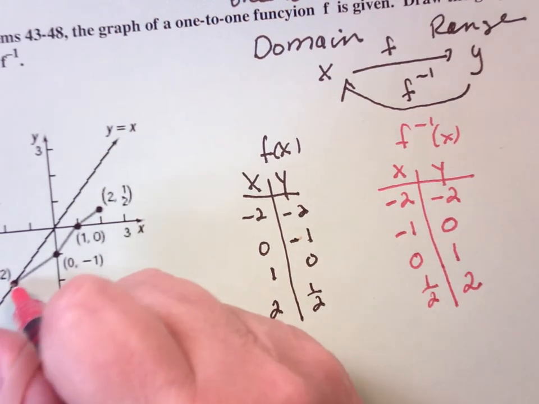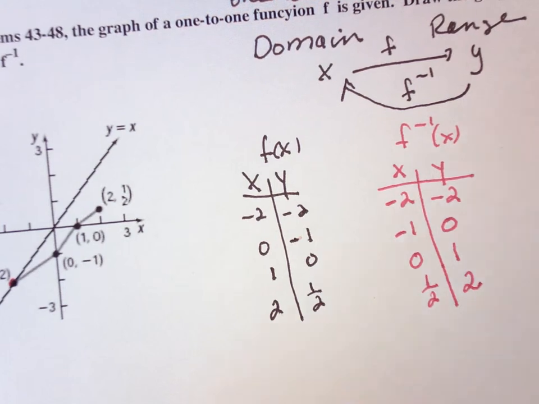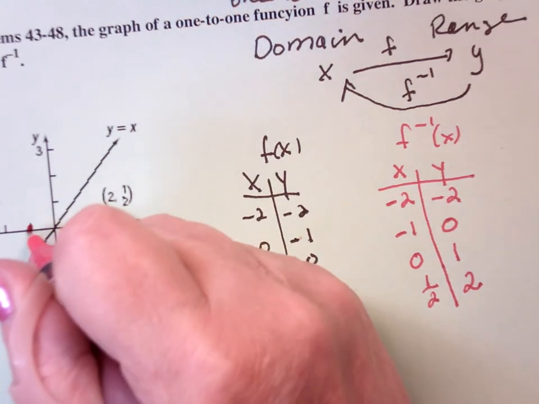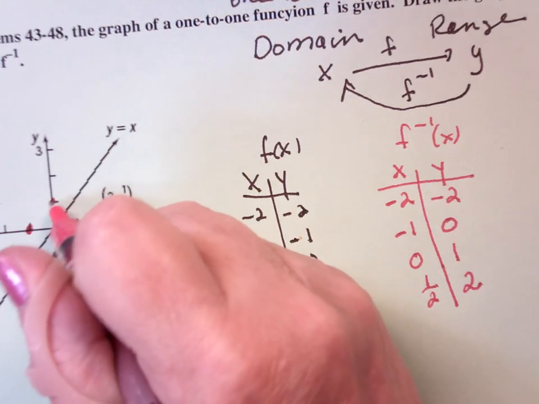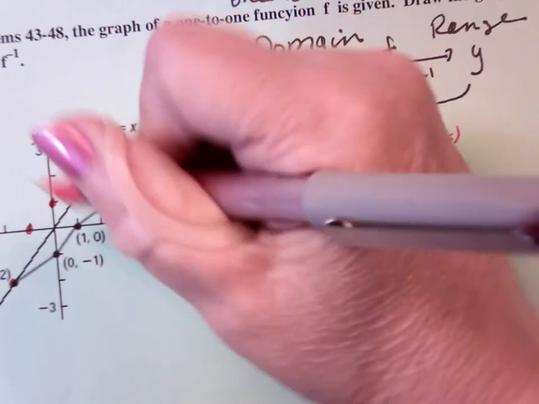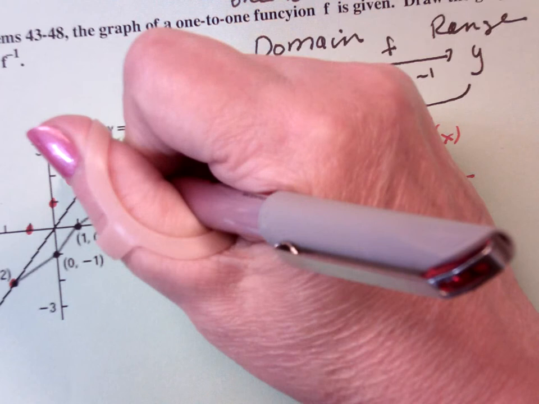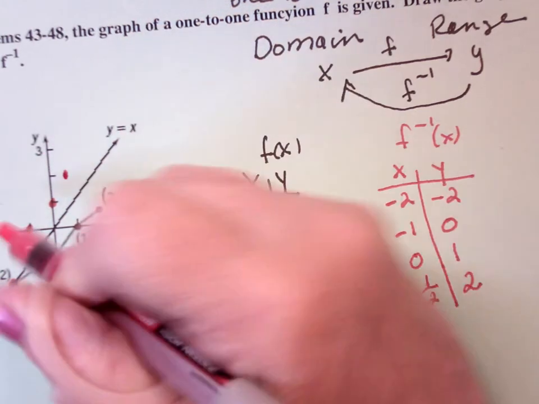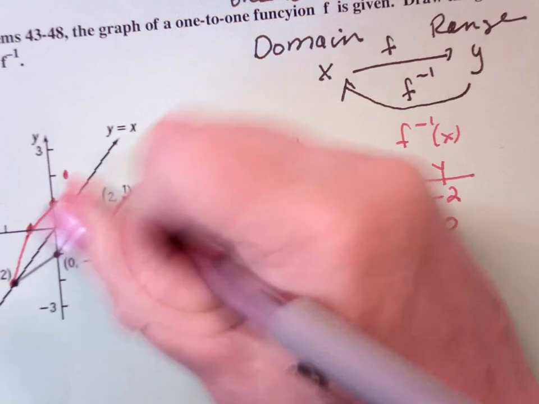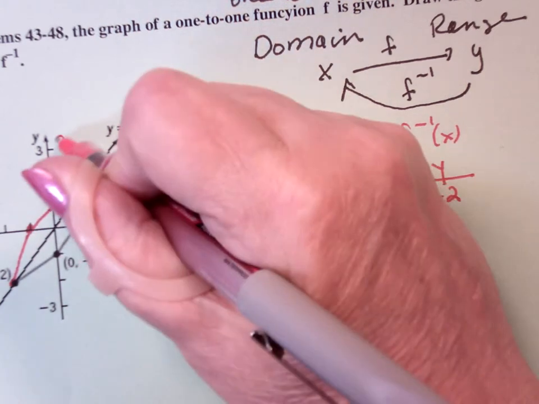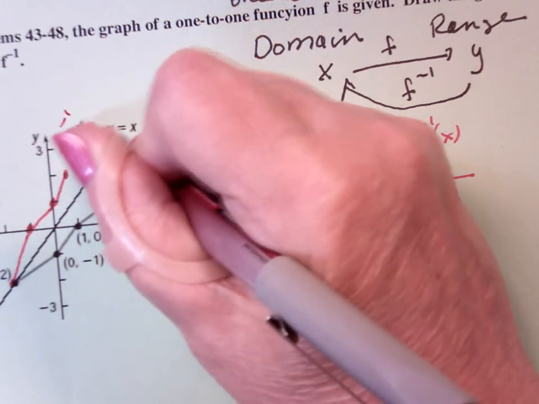So (-2, -2), (-1, 0), (0, 1), and (1/2, 2). And if I just connect the dots, just do a dot to dot, this is what the graph of f inverse of x would look like.